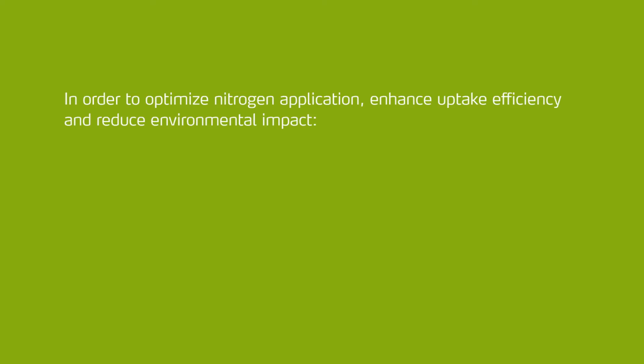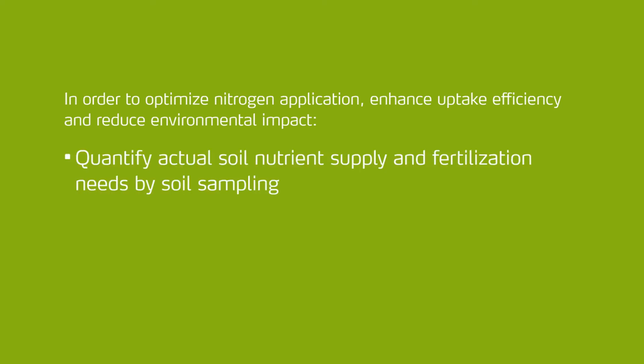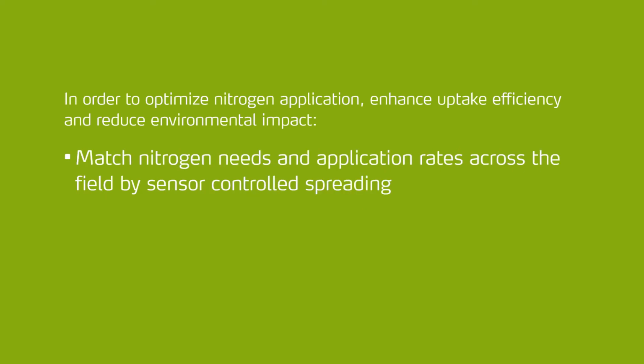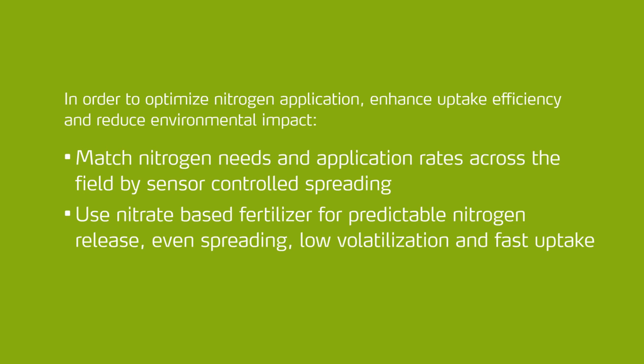In order to optimize nitrogen application, enhance uptake efficiency, and reduce environmental impact, quantify actual soil nutrient supply and fertilization needs by soil sampling. Monitor crop nitrogen status and use split application to meet nitrogen demand. Match nitrogen needs and application rates across the field by sensor-controlled spreading. Use nitrate-based fertilizer for predictable nitrogen release, even spreading, low volatilization, and fast uptake.